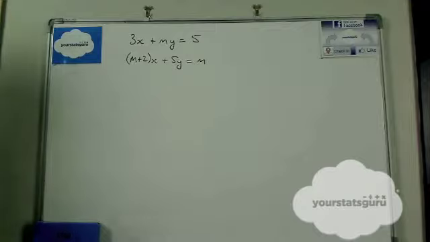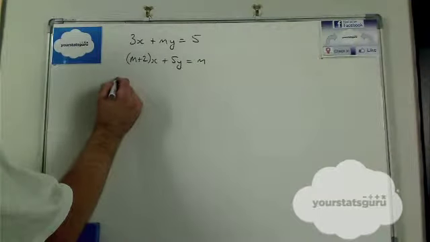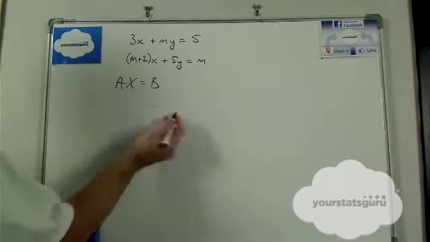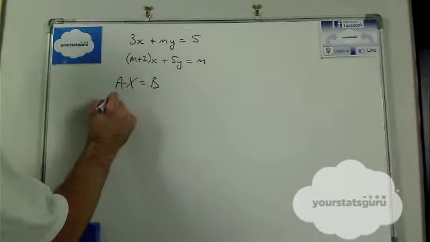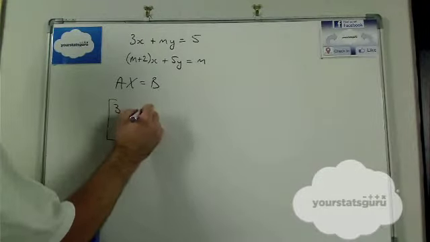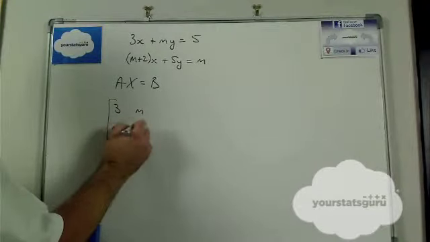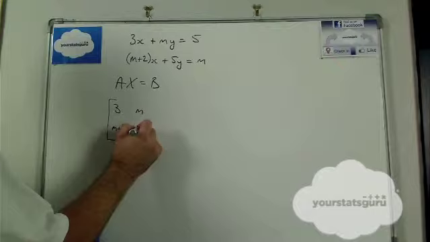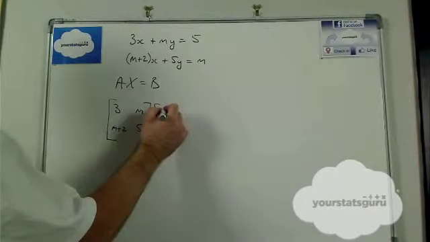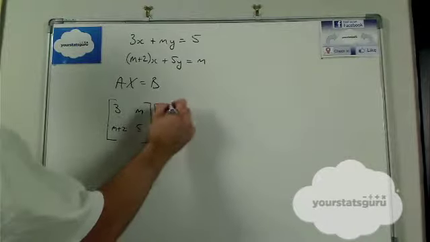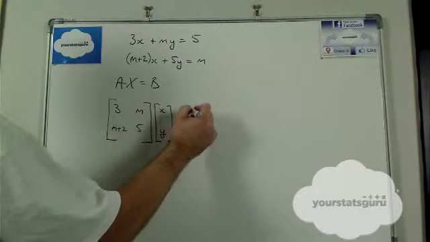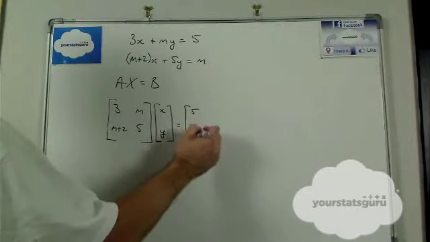So to solve this, the first thing we're going to do is set up the matrix equation AX equals B, where the matrix A is going to be simply the coefficients, which is 3, m, m plus 2 and 5. X is obviously our pronumerals, x and y, and B is our solutions, 5 and m.